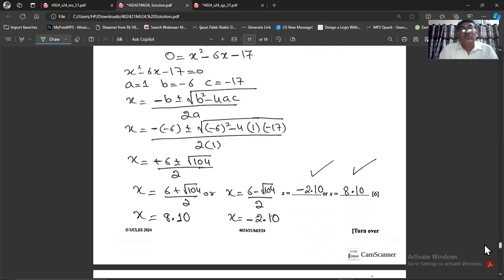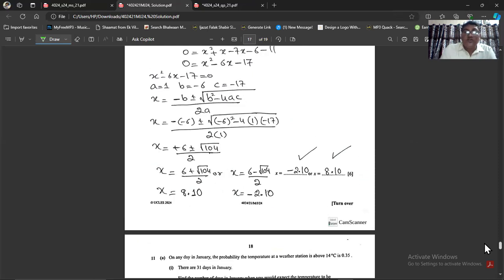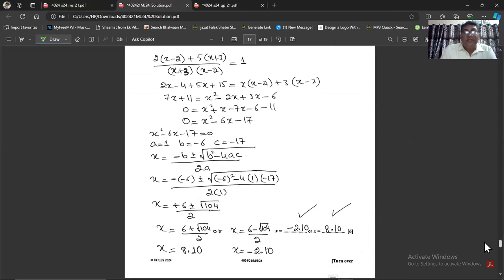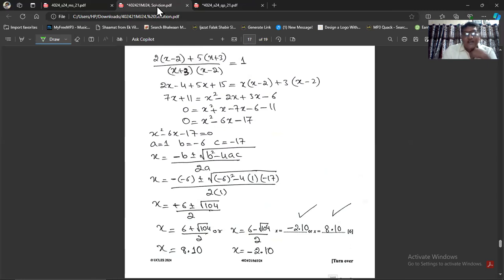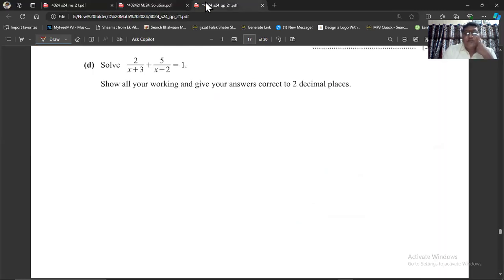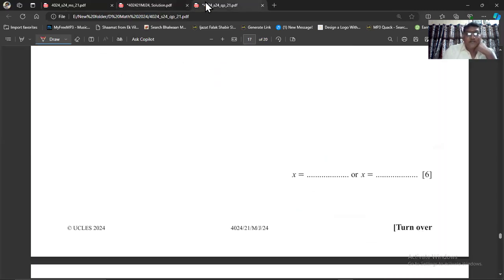Just substitute the values of a, b, and c and do the calculation. So you will have at the end the two values of x. One will be minus 2.10 and the other one will be 8.10. So let me reduce the size so you can see the whole thing together, so you can make better sense of this question. So let's check the answers. Minus 2.10 and 8.10 is the right answer, sir. This is how this question number 10, its D part, is done.